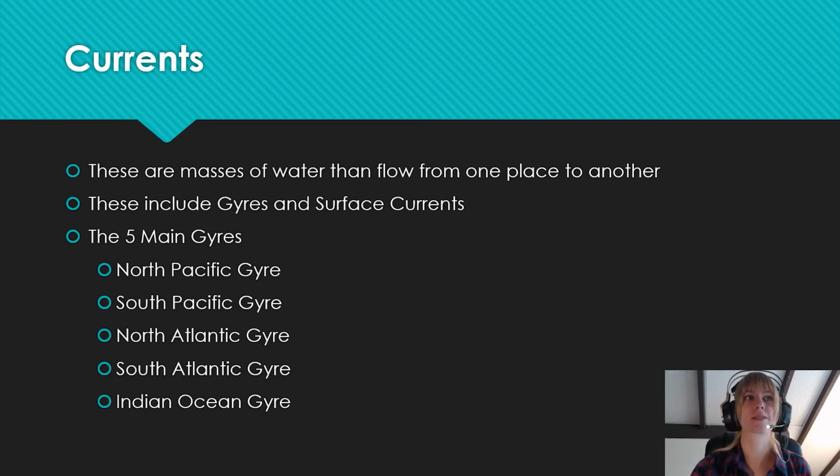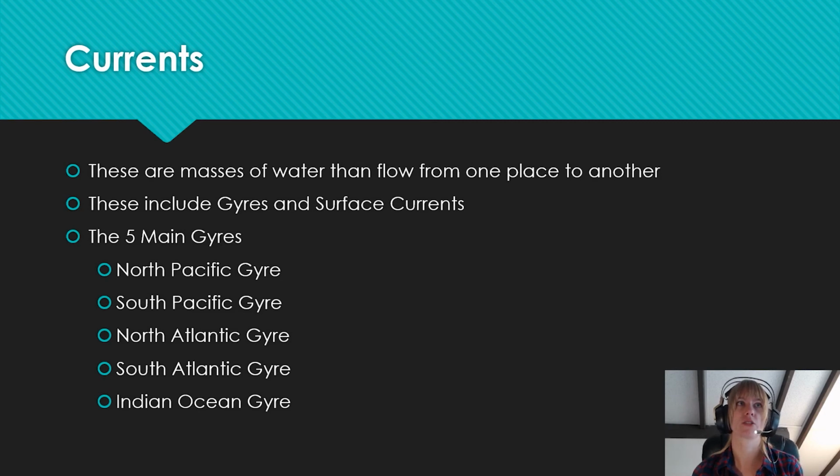So currents are masses of water that essentially flow from one place to the other, right? The biggest ones are gyres and surface currents. We all should know both, but surface currents have to do with wind and friction on the surface of the water. So they are entirely dependent on wind movement. Whereas gyres are also known as boundary currents.